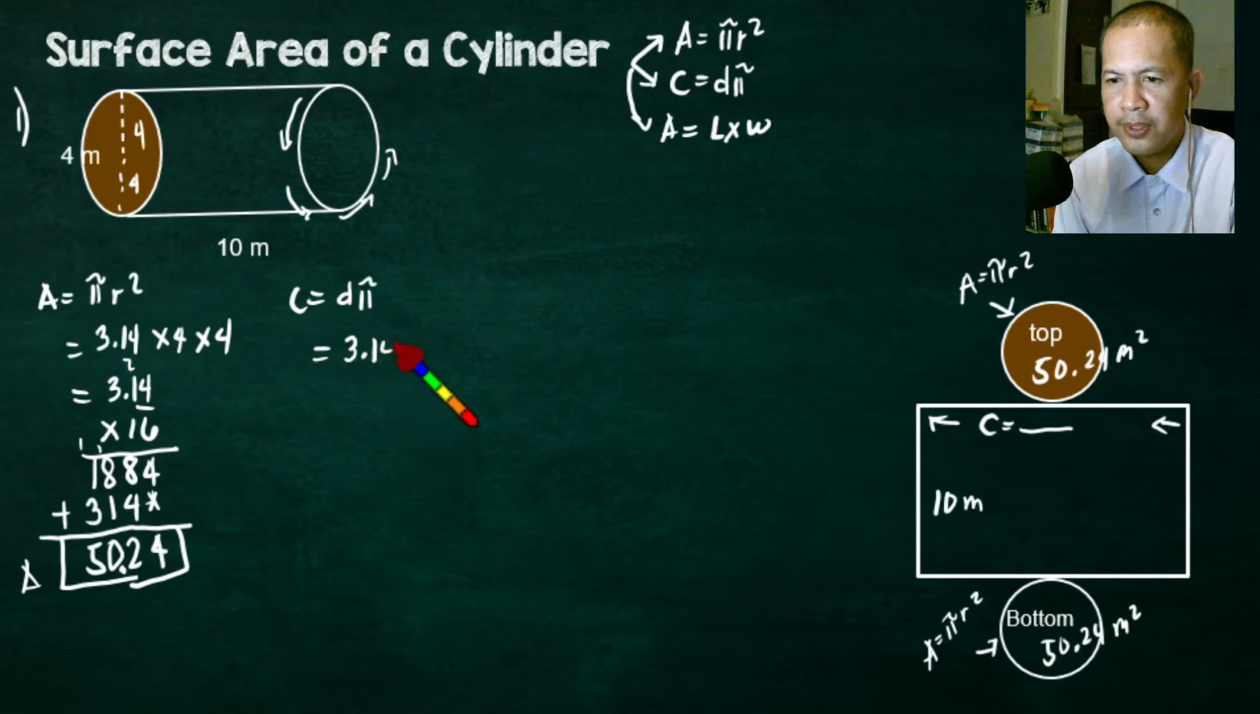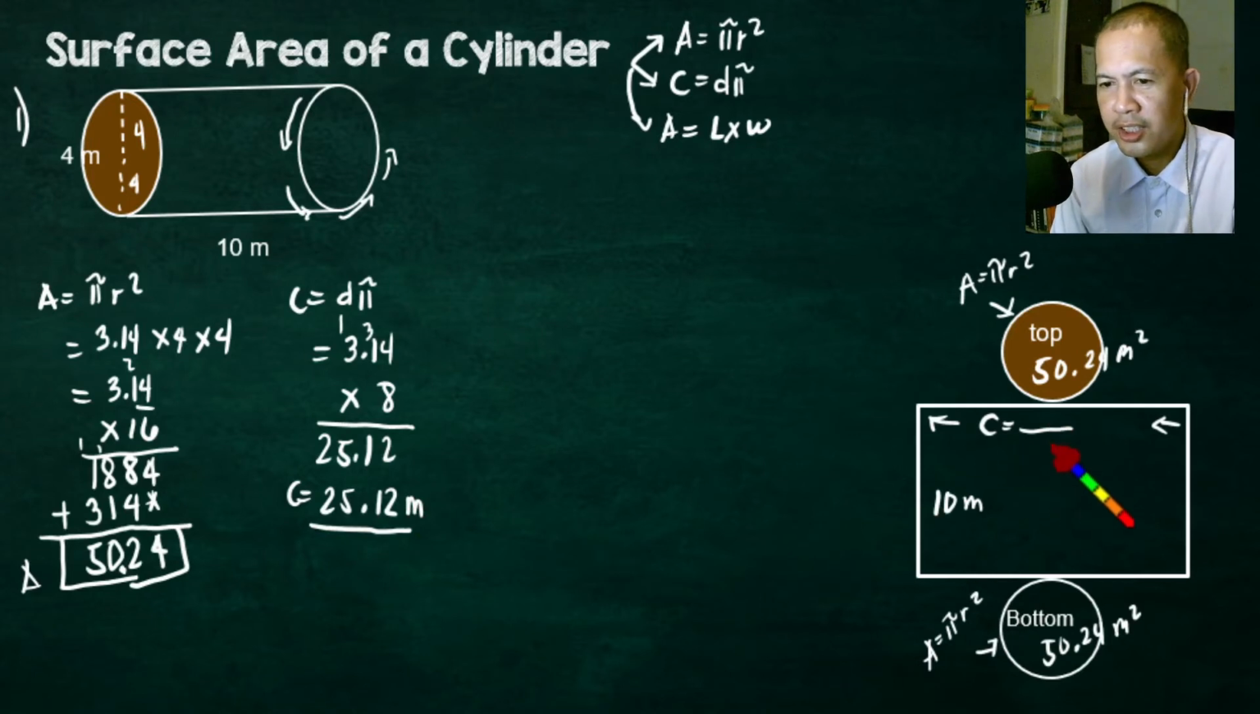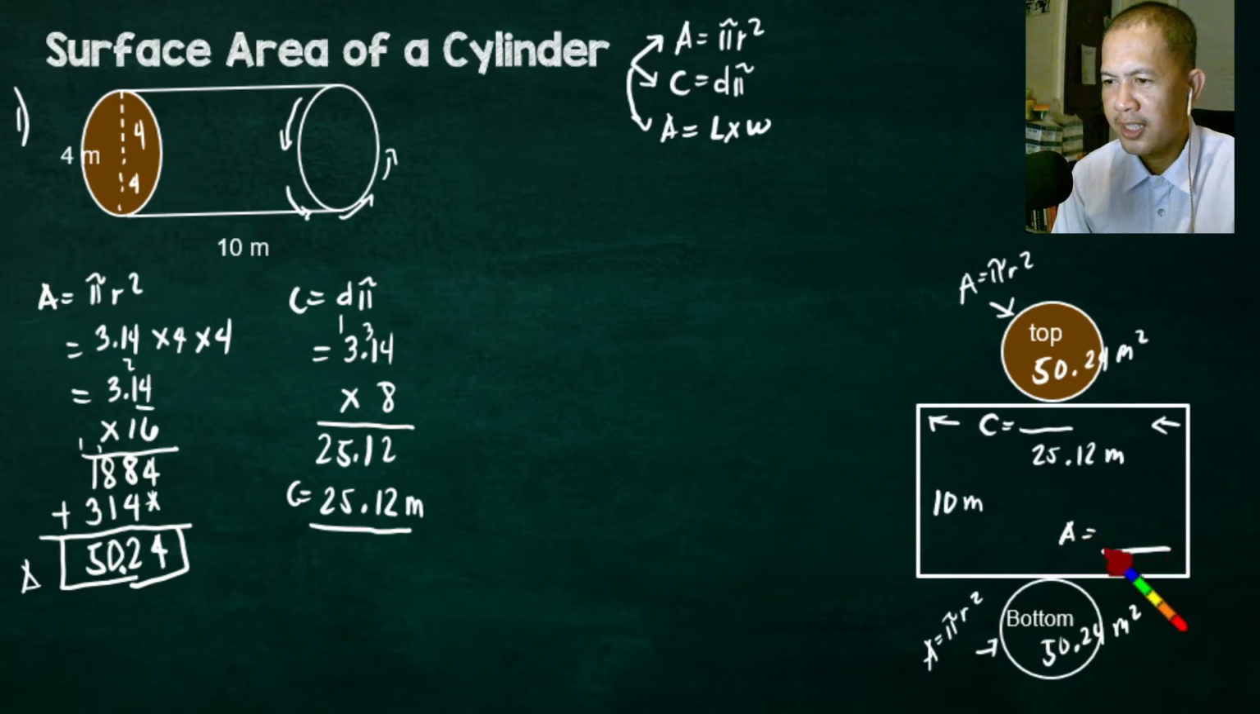So 3.14 × 8. So 8 times 4, that is 32. Carry 3. 8 times 1 plus 3, that is 11. Carry 1. 8 times 3, that is 24 plus 1, 25. So 2 decimal place. So ang ating circumference dito is 25.12. So this is circumference, so lagay lang natin meter. Okay, so ito yon. So this is 25.12 meter. Tapos gagamitin lang natin ang formula na length times width para mahanap natin ang area ng ating rectangle.